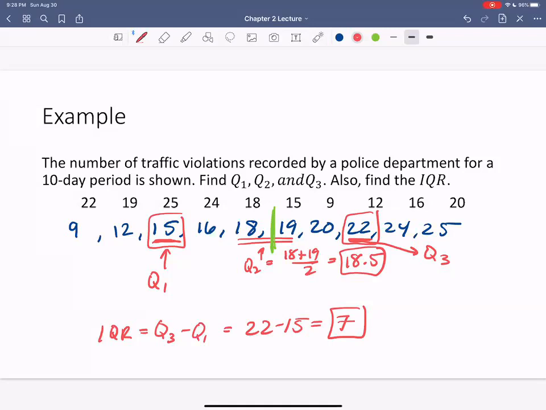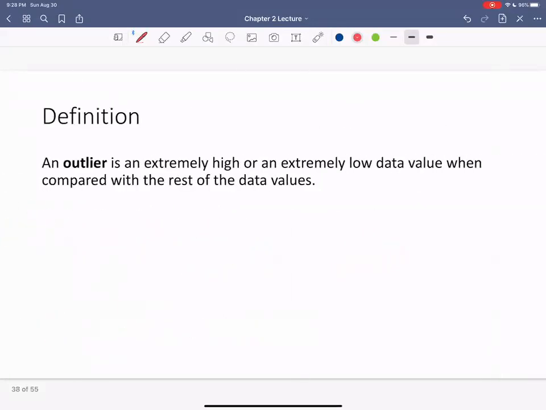Next, we need to find what we call an outlier. An outlier is an extremely high or low piece of data compared to everything else that you have. Sometimes you can look at it and say, oh yeah, that's definitely way out there, and sometimes you can't. If a lot of our data was between 1 and 5, and all of a sudden you had a number like 100, then 100 would most certainly be an outlier.